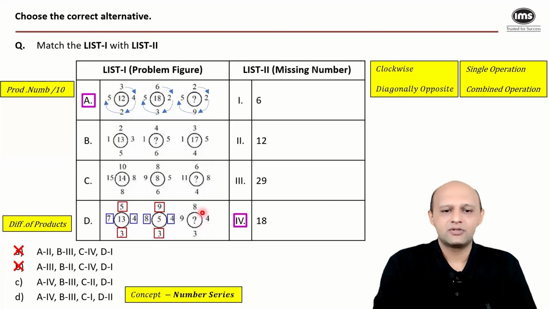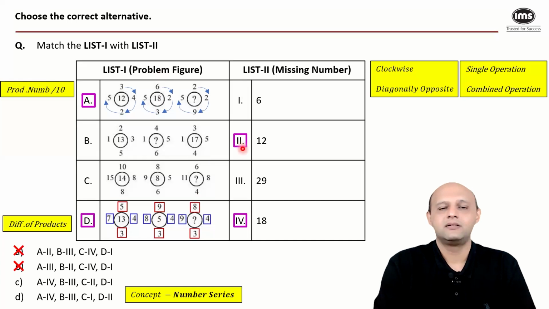So 8 threes are 24 and this product is 36. So 24 and 36, what's the difference? The difference is 12. Now we are very clear that D part from the first list will map with the second part from this second list. So therefore, evidently now the answer is option 4. But now just for the sake of our understanding, let us look at part B and part C.